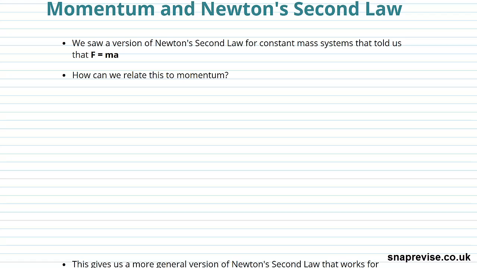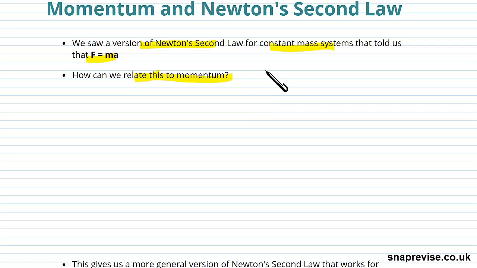So picking back up from where we left off, we're going to apply momentum to Newton's second law. We saw a version of Newton's second law previously for constant mass systems that told us that F was just equal to ma. That is to say that the force on a body is just equal to the mass of the body times the acceleration that body is experiencing. How can we relate this to momentum, and can we do something more interesting with this?